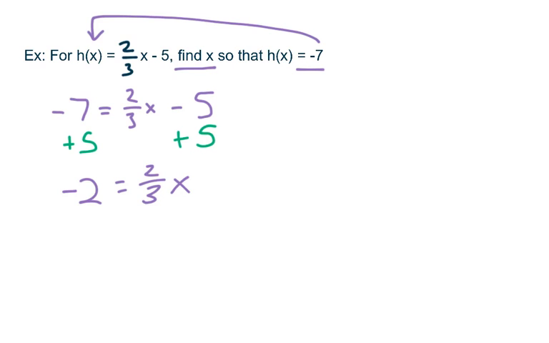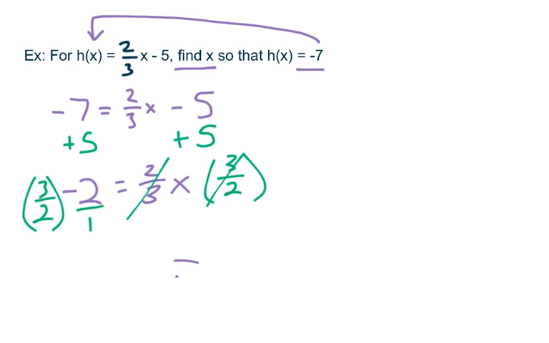Now, the question becomes, how do I get rid of the 2/3? Anytime you're multiplying x by a fraction, to get rid of the fraction, just multiply by its reciprocal. Multiply both sides by the reciprocal. And I'll make this negative 2 over 1, so then we can just multiply fractions straight across. What's going to happen, the 3/2 and the 2/3 will cancel each other out. I'm going to be left with x on the left-hand side.